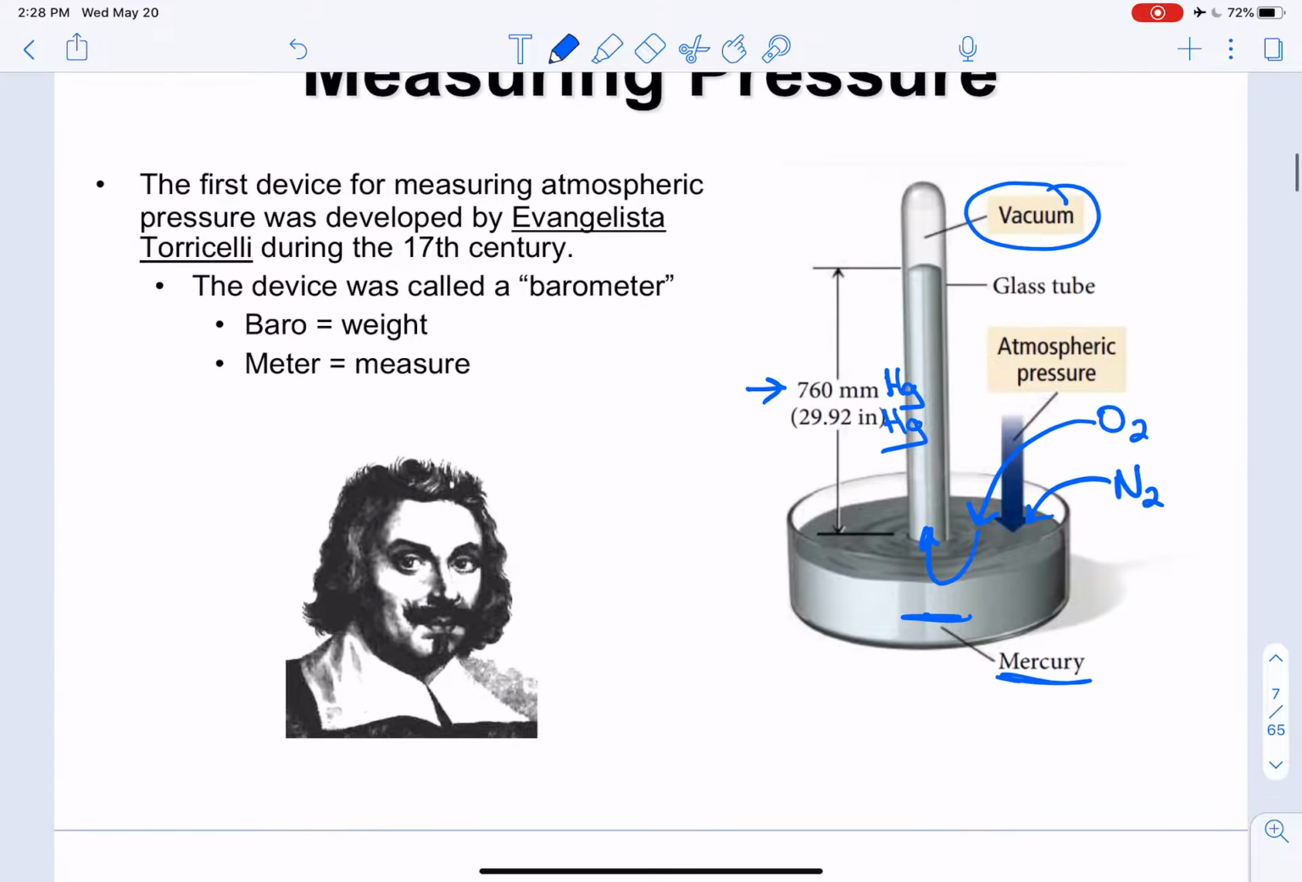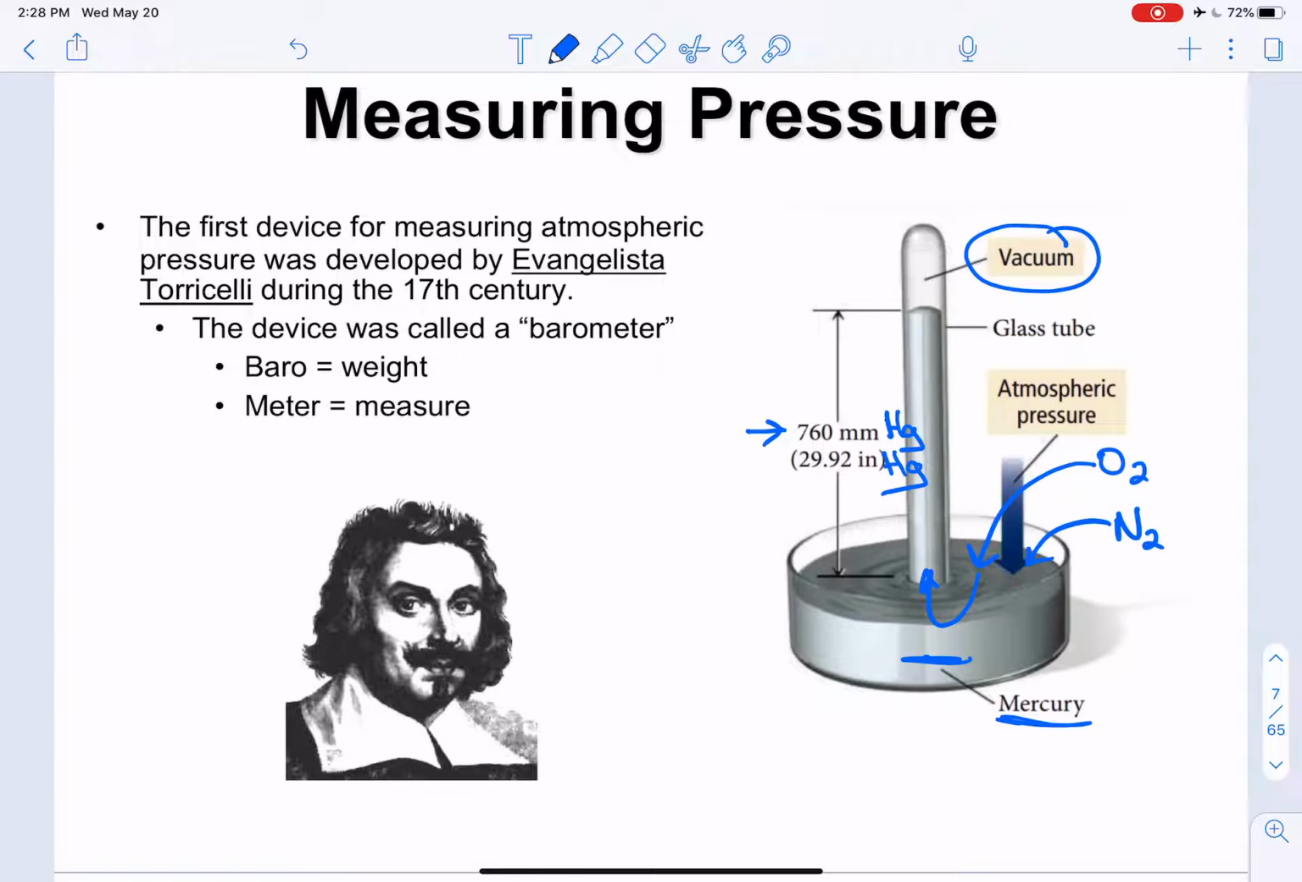So here's the slide where I'm going to tell you that 1 millimeter of mercury is equal to 1 torr with a small t, and that's after Mr. Torricelli. And that's why they're the same thing.